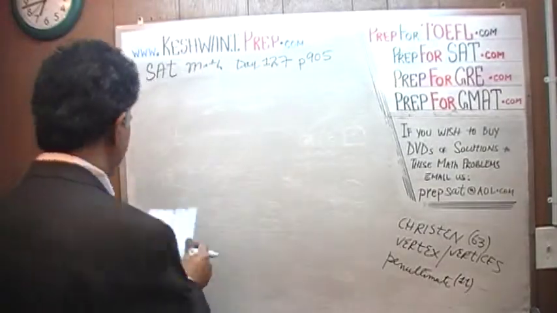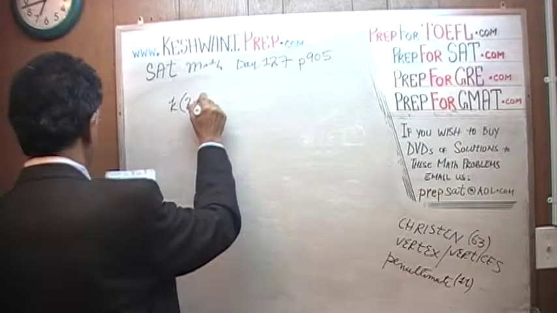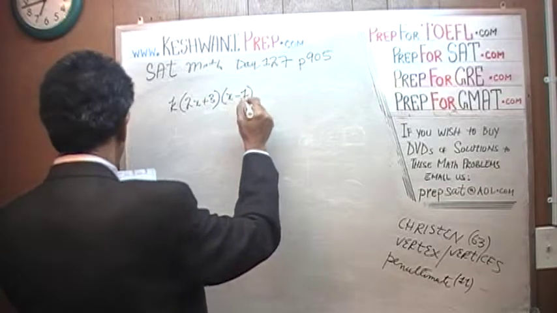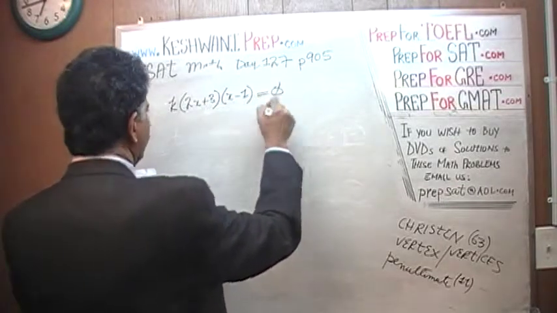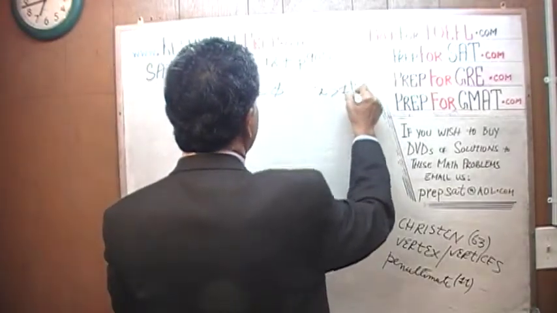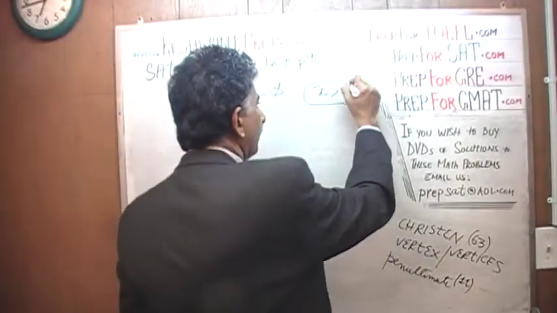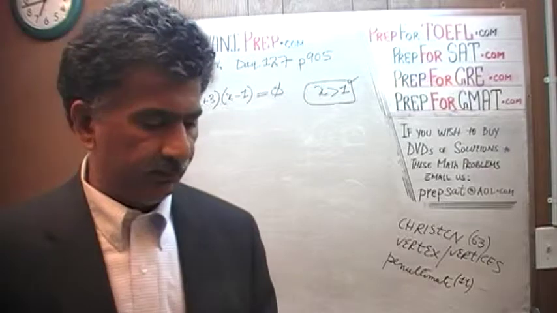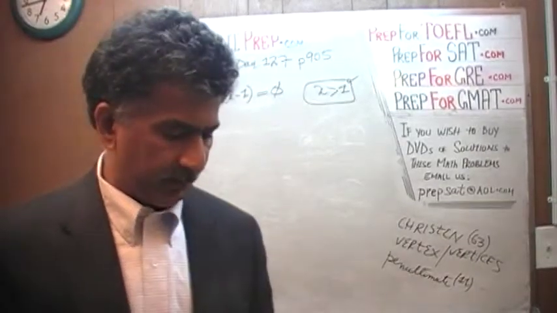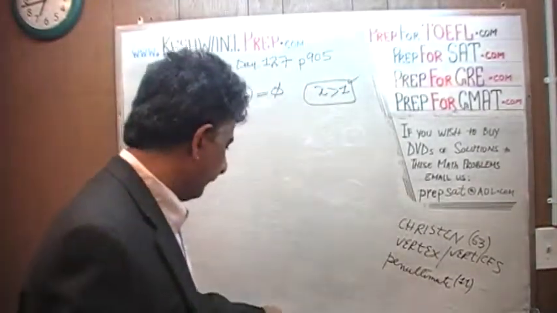We are told that k times (2x plus 3) times (x minus 1) equals 0. We are also told that k, whatever it is, is more than 1. We have to meet this condition. We are told that x, whatever it is, has got to be more than 1. That is given to us, so we have to keep that in mind. The question simply is, what's the value of k? Well, let's find out, shall we?